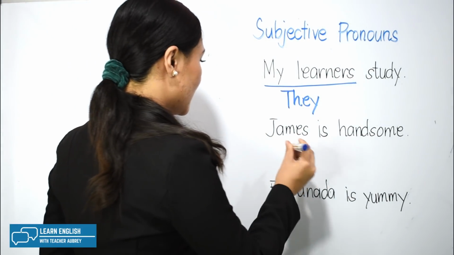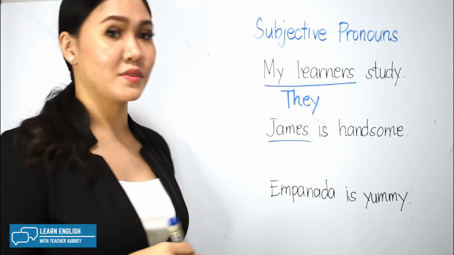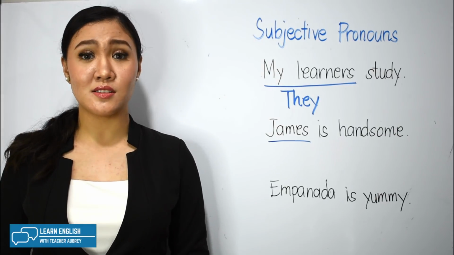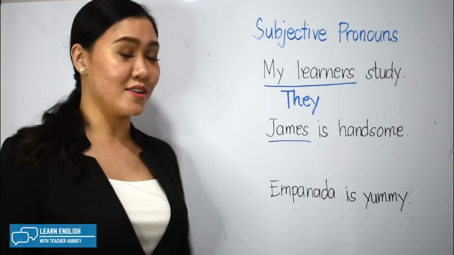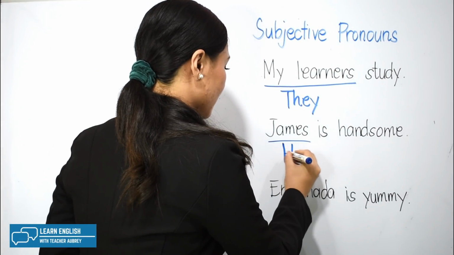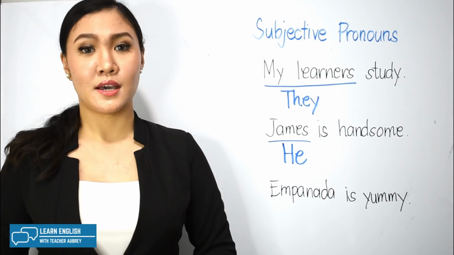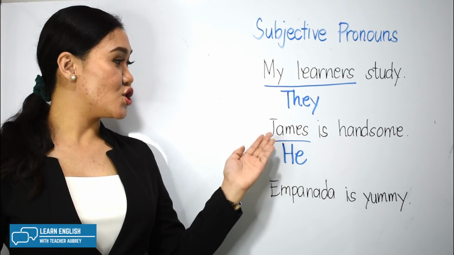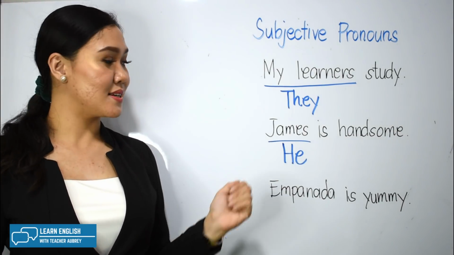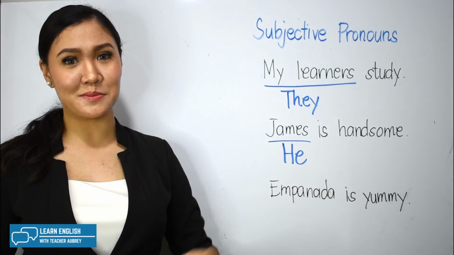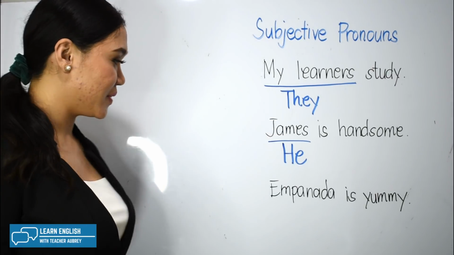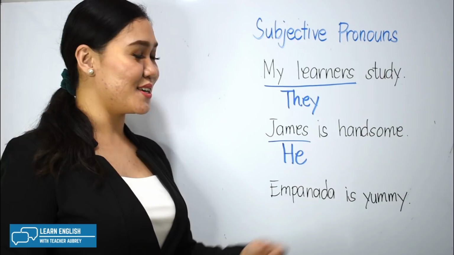Next one. James is handsome. Well, obviously, James is a boy. And to substitute James, we need to use the subjective pronoun he. James is handsome becomes he is handsome. He is handsome.